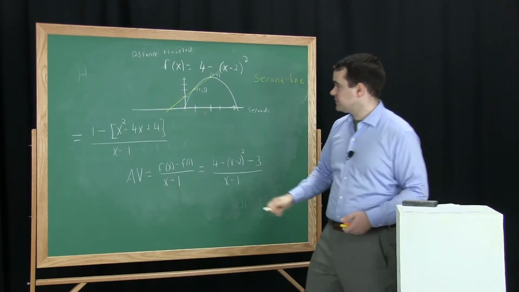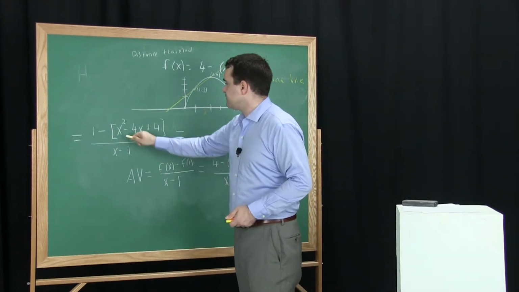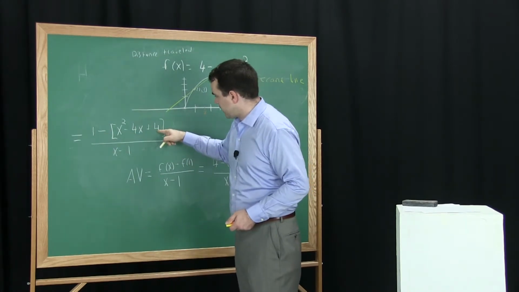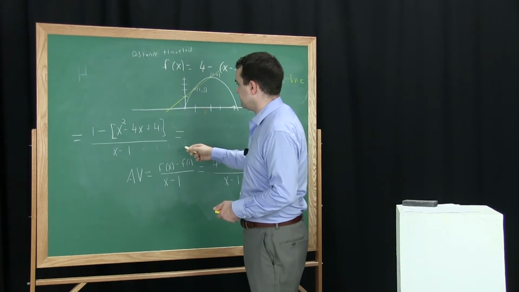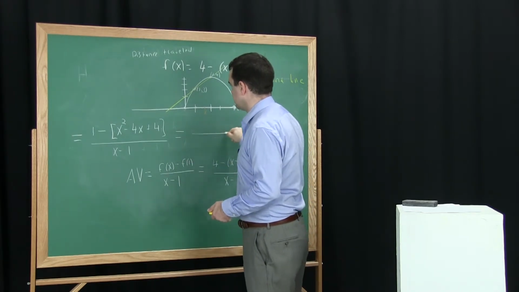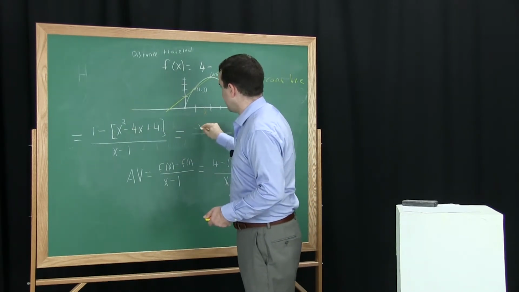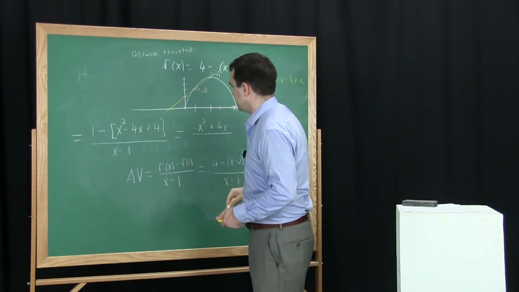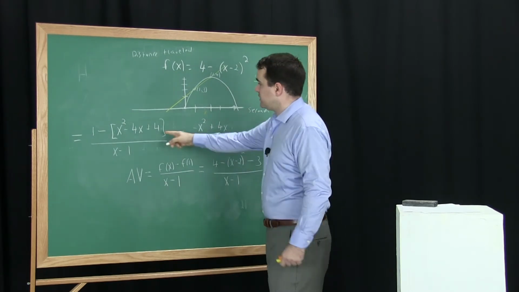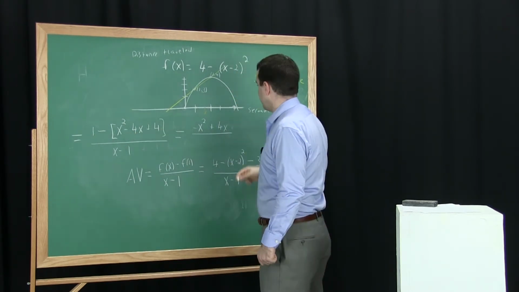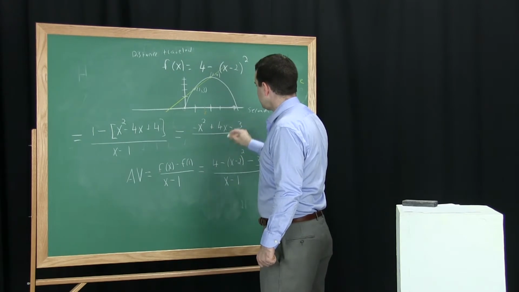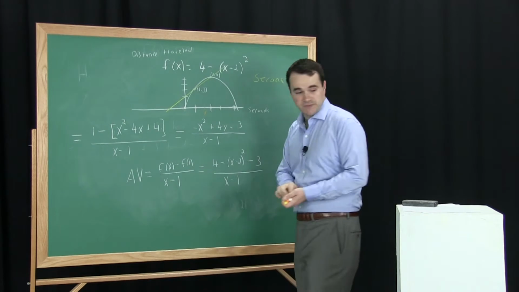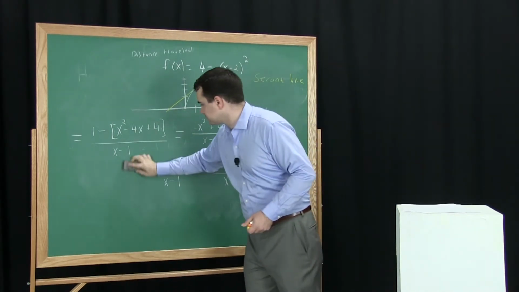Now if you collect terms, this minus sign distributes out to every single term, so I get 1 minus 4, so that's negative 3. It's going to be my constant term. Here I get minus x squared. Here I get plus 4 times x. And here I get, like I said, 1 minus 4 is minus 3, all divided by x minus 1. Okay, so that's what I've got so far.